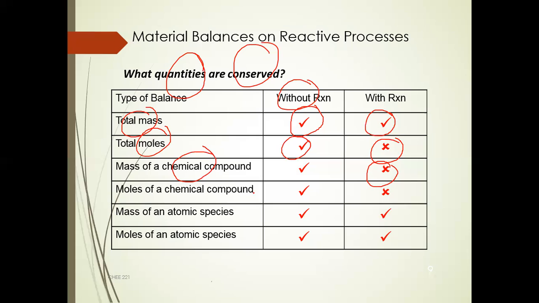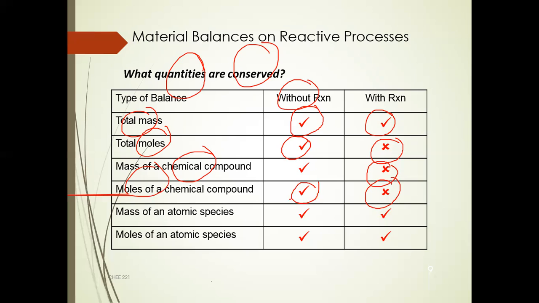When we talk about the moles of a chemical compound, for a non-reactive system, moles will be conserved. Moles entering the system will be equal to the moles out from the system, because there is no generation term and no consumption term within the system. But for a reactive system, they will never be equal to each other, because there may be some generation terms, some accumulation terms, and other terms which we have to consider.